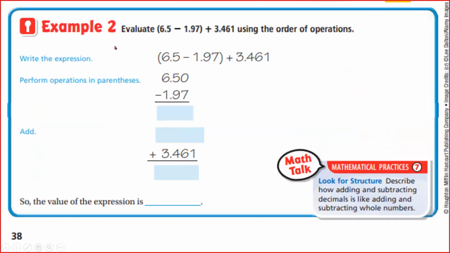Let's do example number 2. Here we have 6.5 minus 1.97, and the answer should be added to 3 and 461. Now, as you know, remember the order of operations. The first one, you have to solve the numbers between the brackets. So now what do we have here? We have here 6.5 minus 1.97.